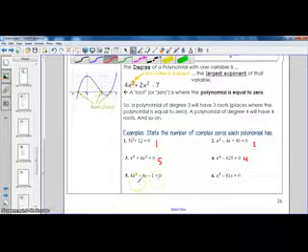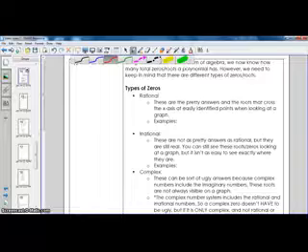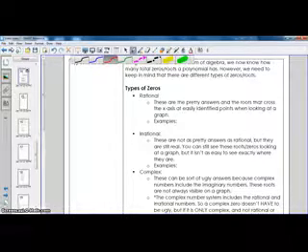So for the last two, think about it. How many zeros would you have? Hopefully you put 2. And for the last one, 5. Not too hard, right? So let's take a look at the different types here. So using the fundamental theorem of algebra, we now know how many total zeros / roots a polynomial has. However, we need to keep in mind that there are different types of zeros and roots.